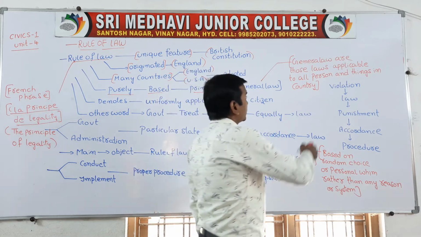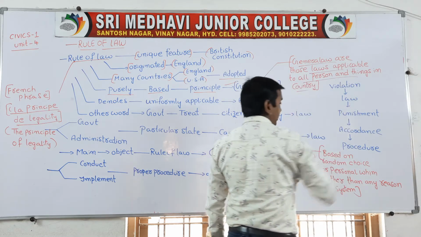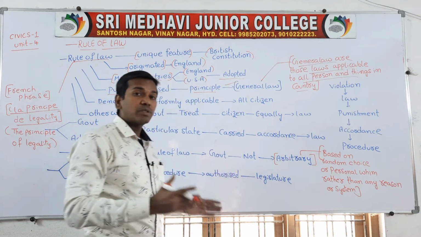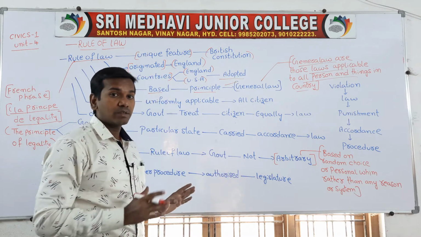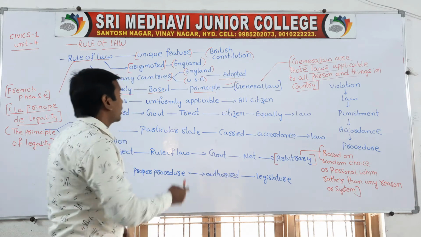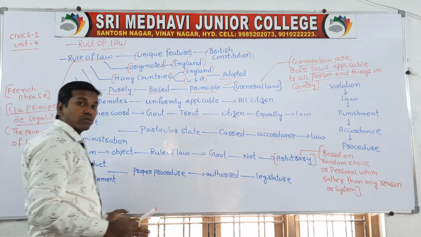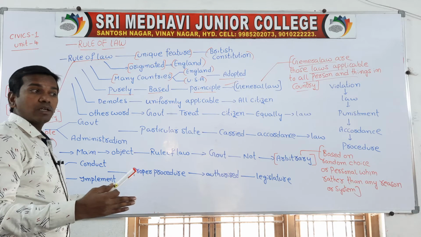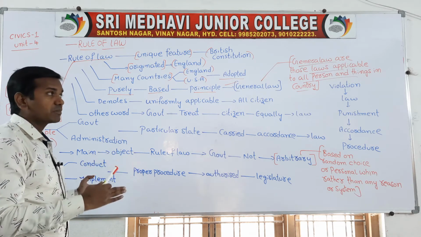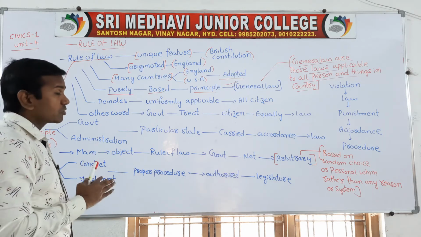What is general law? General laws are those laws which are applicable to all the persons and things in the society. Rule of law is also based on the principle of general law. Rule of law means that when all the people are equal in front of law. General law follows the same principle, as these laws are applicable to all the persons and things in the society.